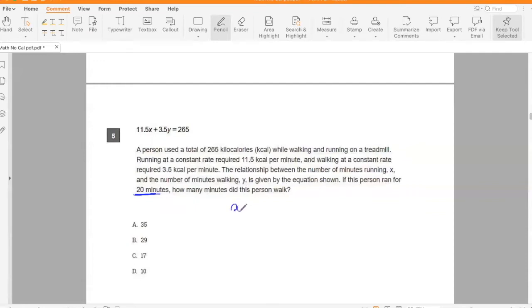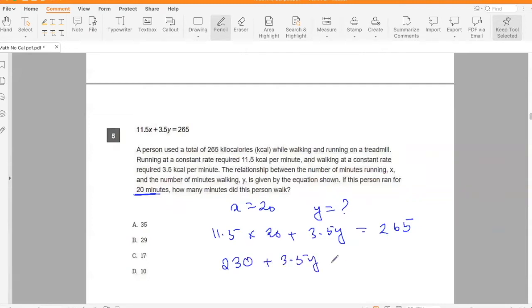So x is 20, right? And we need to find y. How many minutes did the person walk? So 11.5 into 20 plus 3.5y is 265. 11.5 into 20 is 230, plus 3.5y is 265. So 3.5y is 35. So y is 10. Option D.